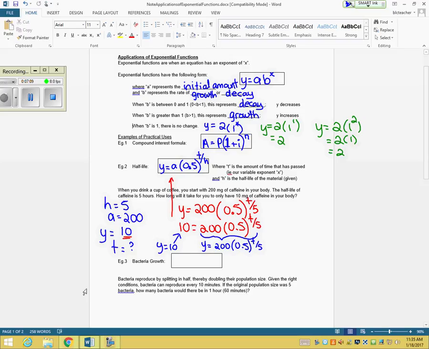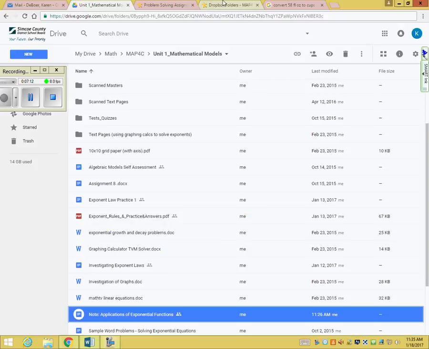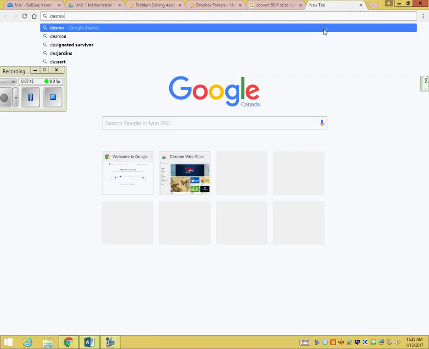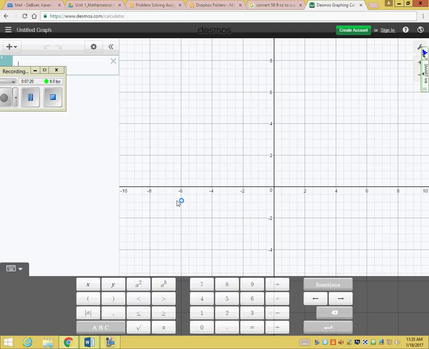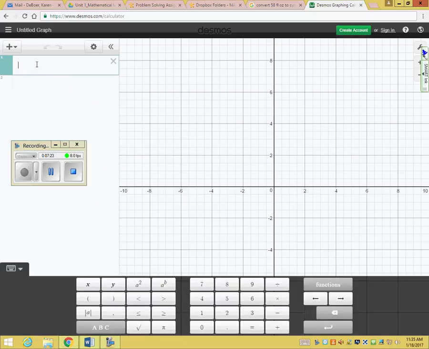Do that now. Desmos graphing calculator. Let's open that up. And the link for this is on D2L as well, of course. So our first equation we said was y equals 10. And our second equation is y equals 200 milligrams, because that's what you start with, 0.5, because that's half, and it's going to half every, my exponent is t divided by 5. So I'm going to graph that.